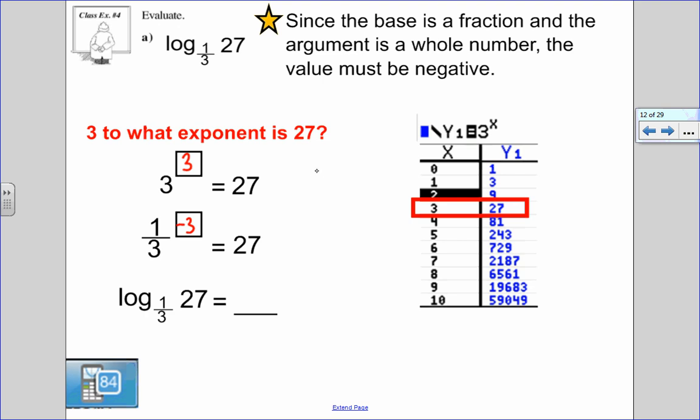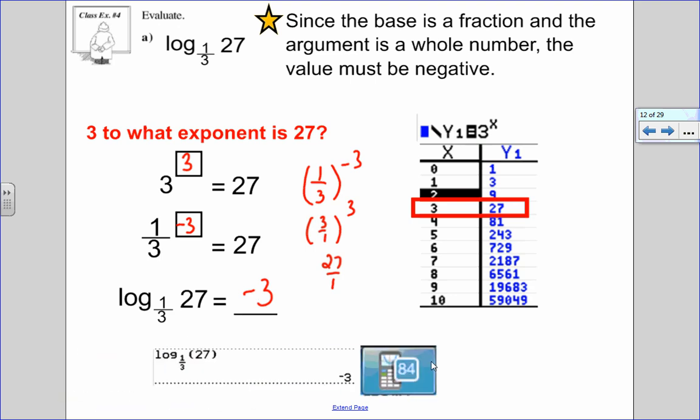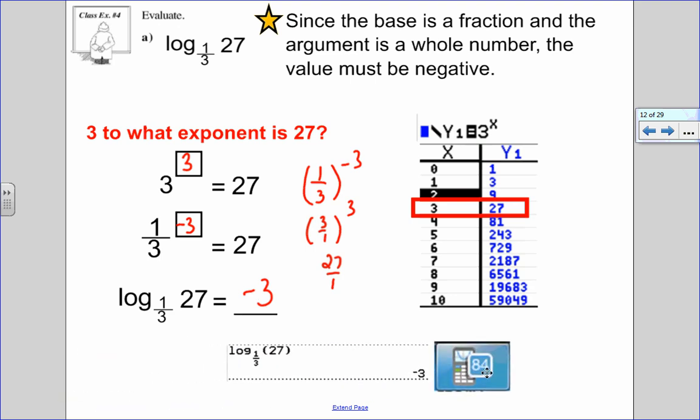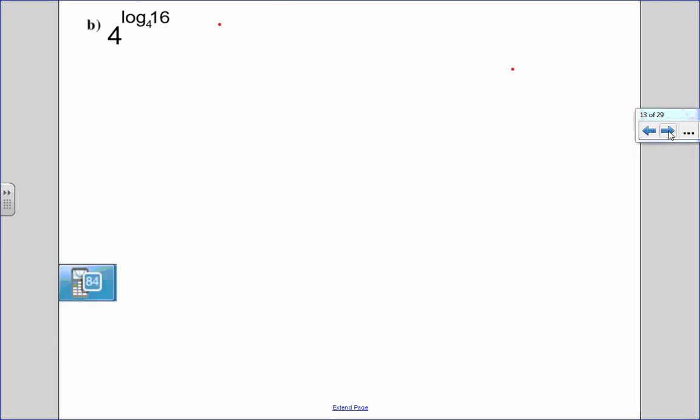And again, you can check that on the side. If I were to ask you just to evaluate this, when you have a negative exponent, you take the reciprocal of the base and raise it to the positive exponent, and then you would get 27 over 1, which is just 27. So I know I did that correctly. Another way I can check to see if I did it correctly is just to put it in my calculator, and I see I do get negative 3.